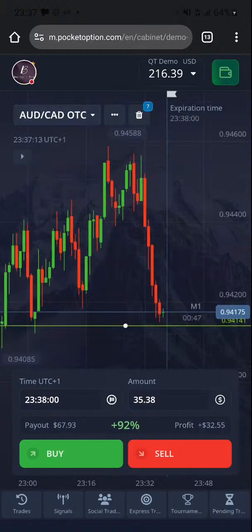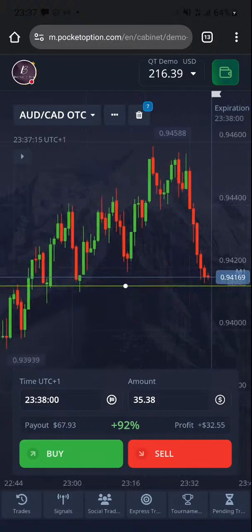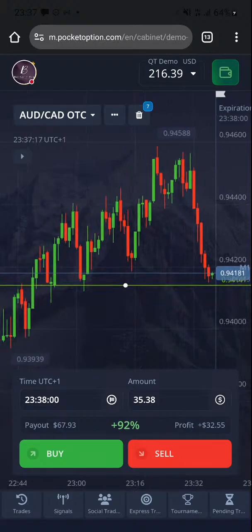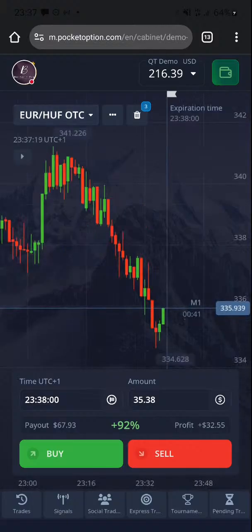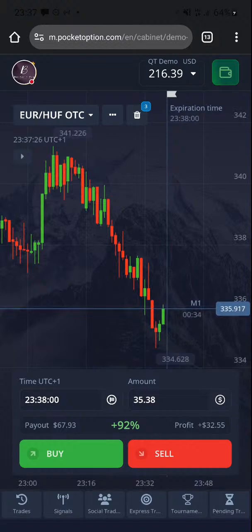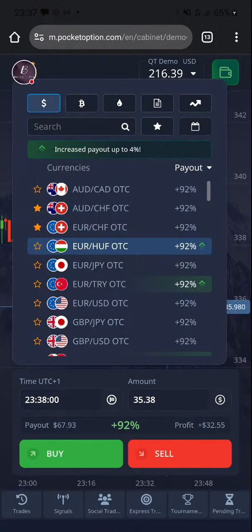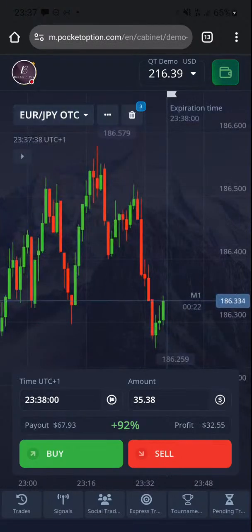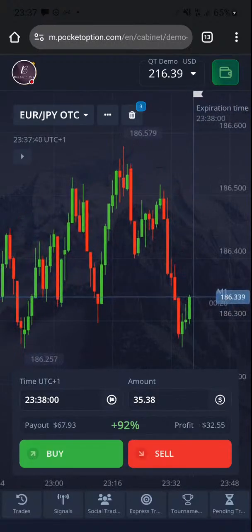Let's just check the market for a very good setup. The major work in binary options trading is finding the right setup. That's the main work actually. Taking the setup is like the easiest part, but finding the right setup is where the work is.